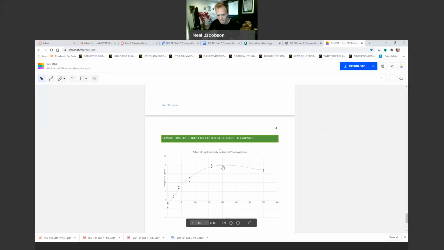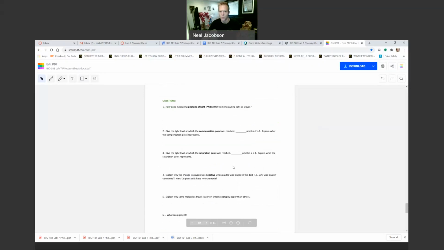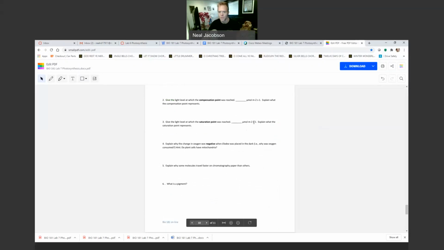And so that saturation point is somewhere up here. We can see where it kind of tops out. I'm going to say, looking at the very peak here, it's probably about 200 micromoles per meter squared per second. So that's the saturation point. It was about 200 micromoles per meter squared per second.